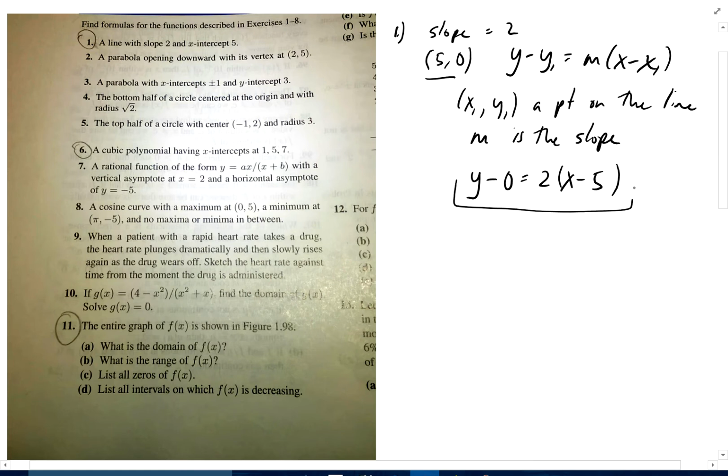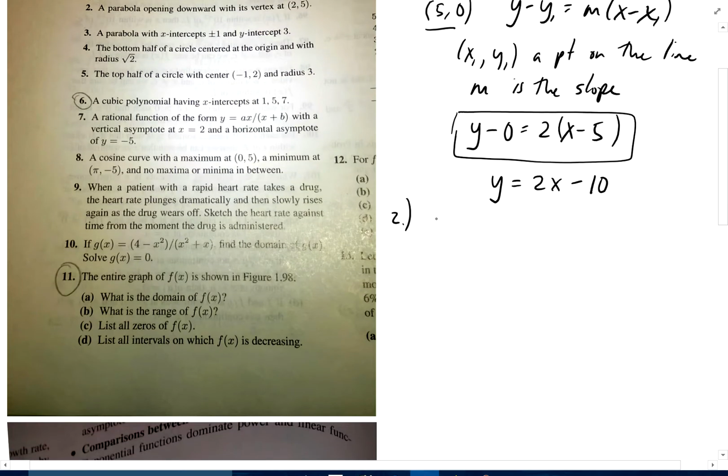And we are always welcome to leave our answer in that form, knowing full well that if I ever want to write it in slope-intercept form, I can just do some basic algebra to get to y equals mx plus b form. Alright, number 2. A cubic polynomial. Okay, so cubic. That means it's the third degree.